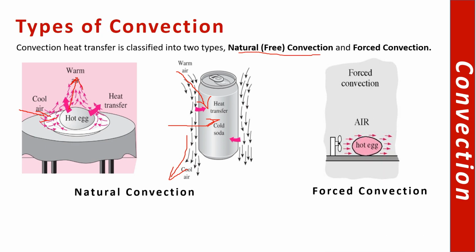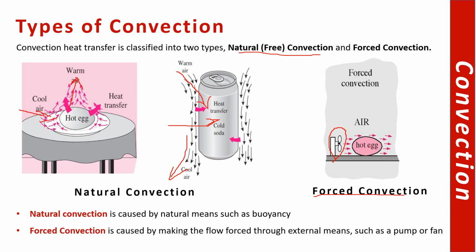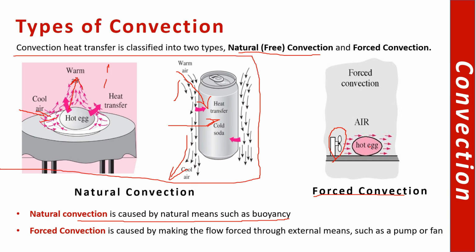But what happens if we put a fan over here and blow the air in order to make the heat transfer faster, more streamlined, and control it? We would call it forced convection, by using some external force or external agents. Natural convection is caused by natural means such as buoyancy, as in these two cases. Due to buoyancy, the heat transfer takes place, and that is quite a natural process.